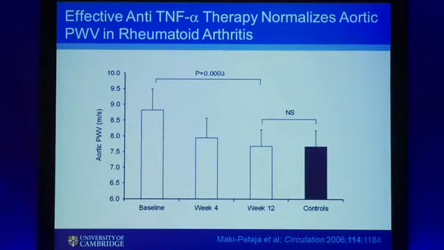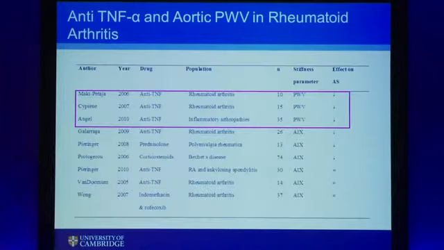So we followed a cohort of people who had been treated with anti-inflammatory agents and noted that by 4 weeks the pulse wave velocity had effectively normalized and was no different to controls. And since our original observation, a number of other groups have gone on to publish very similar results, suggesting that anti-TNF alpha therapy does indeed reverse pulse wave velocity.